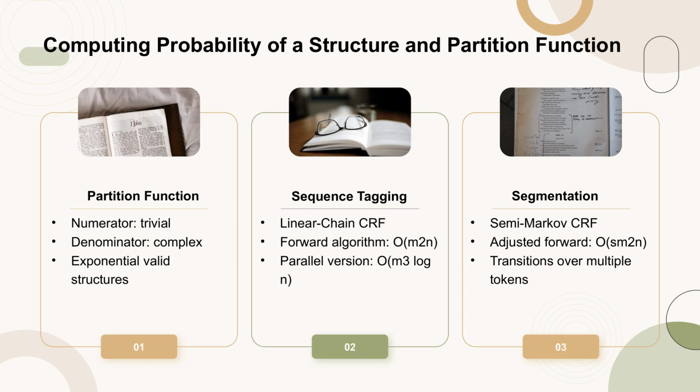The probability of a structure in a factor graph is defined by equation 2. While computing the numerator is straightforward, the denominator, known as the partition function, is more challenging due to the exponential number of valid structures. For sequence tagging, linear chain CRF models use the forward algorithm with a complexity of O(m^2 n), where m is the number of tags and n is the sequence length. A parallel version of this algorithm, proposed by Särkkä and García-Fernández, has a complexity of O(m^3 log n), which is efficient for cases where m is much smaller than n. Segmentation with semi-Markov CRF involves an adjusted version of the forward algorithm that accounts for transitions over multiple tokens, running in O(s m^2 n), where s is the maximal size of a segment.